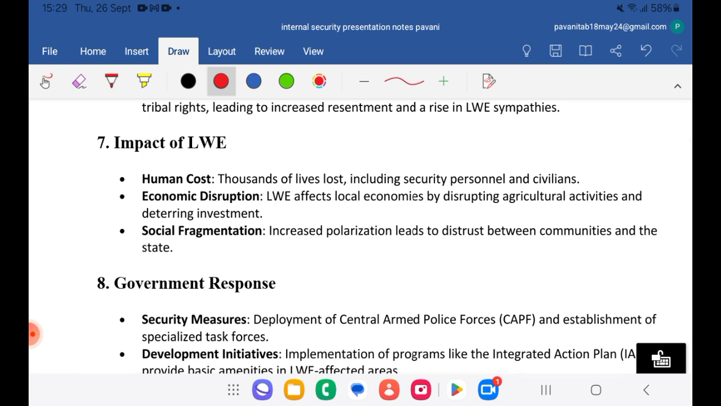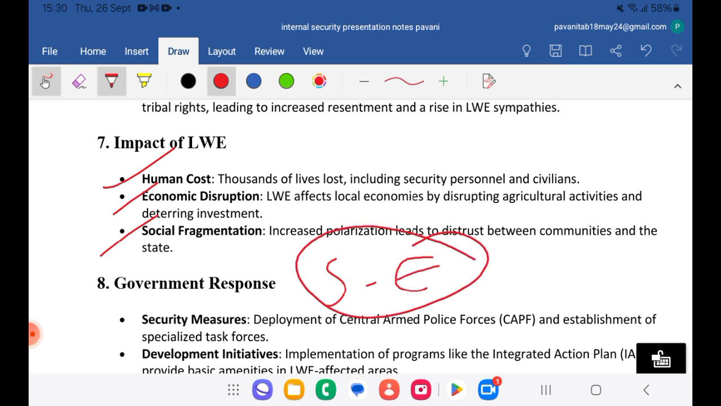Of course, what is the impact? Human cost. We'll be having lives lost, right? Casualties will be there. Then economic, social. See, socio-economic, they are fighting for that, and that will not be provided in return. Human loss also will happen. This is a problem with LWE. Human cost: thousands of lives lost, including security personnel and civilians, even security personnel.